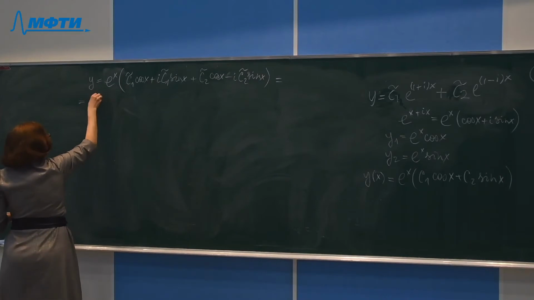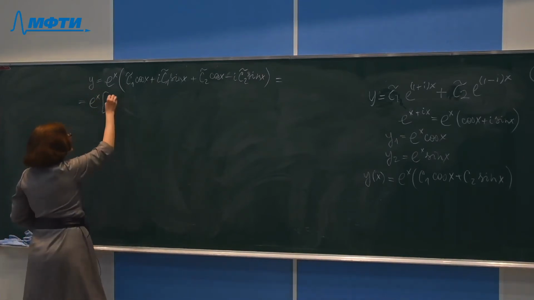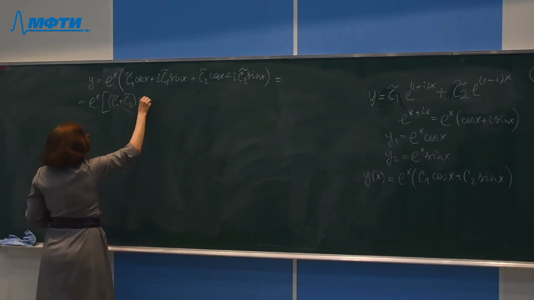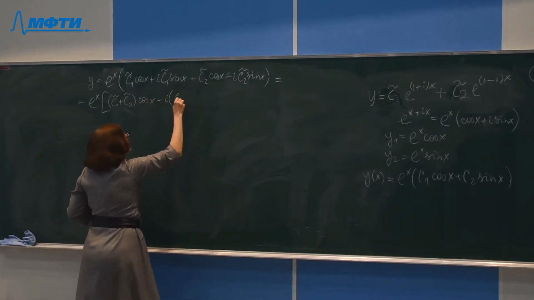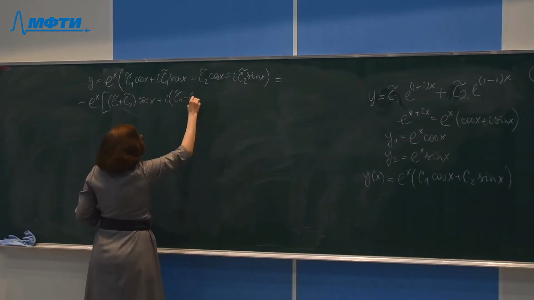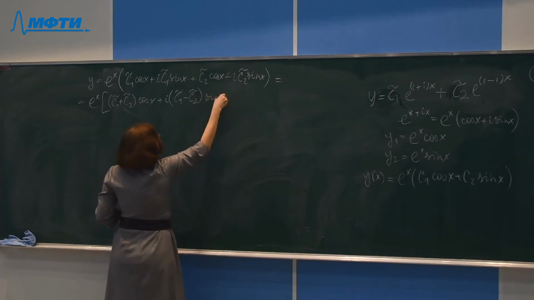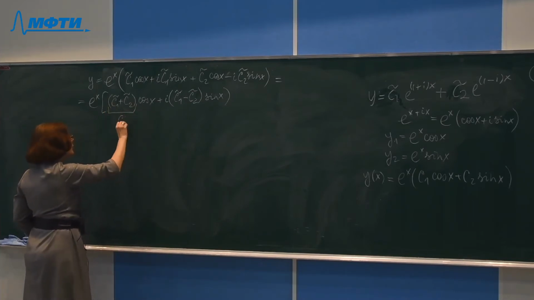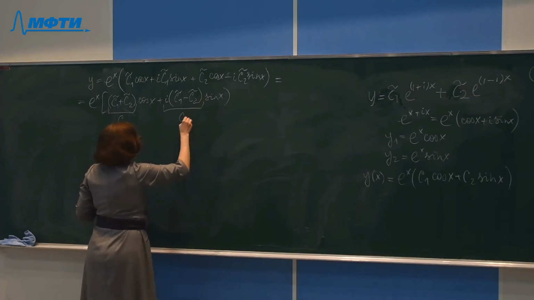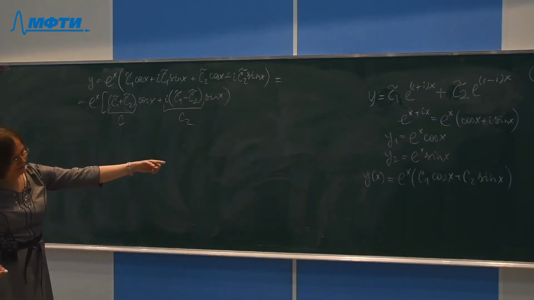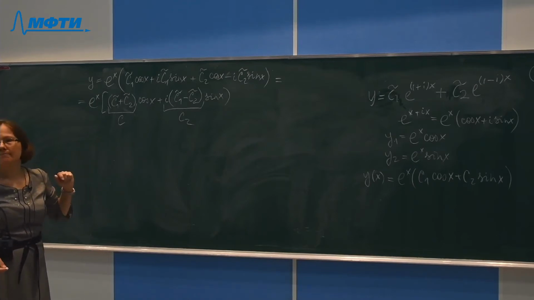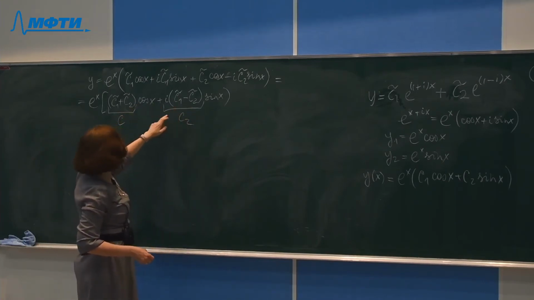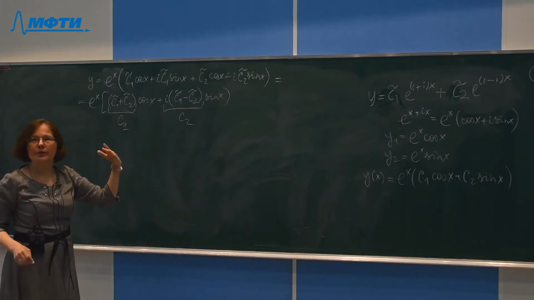Next, we can rearrange the terms, so we will combine the terms containing cos x in this way, plus i times (C1 tilde minus C2 tilde) sin x. And if we rename the constants, so if we call this constant C1 and this constant C2, we will get our equation obtained in this way. So this is the same. But we should remember that C2 and C1 must be real if we want the real solution.